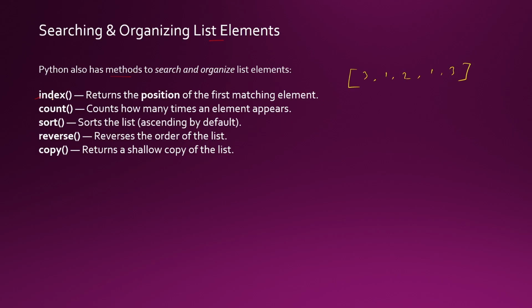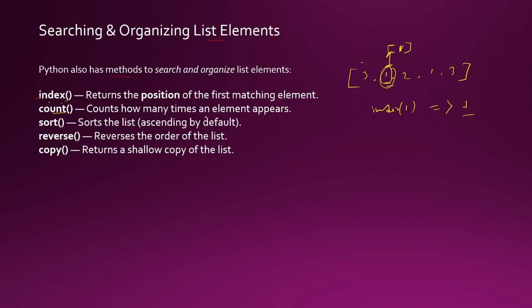Now we perform index. We want to find out the index of 1. Then the interpreter will check from the very beginning of the list, and whenever it finds the first matching value, it will return the index position of this value. That is 1. So if we write index of 1, it will give the index position of 1.